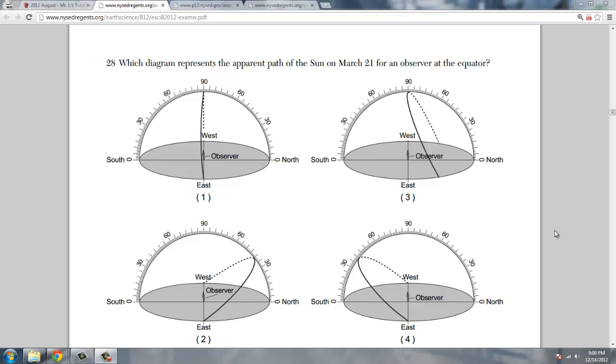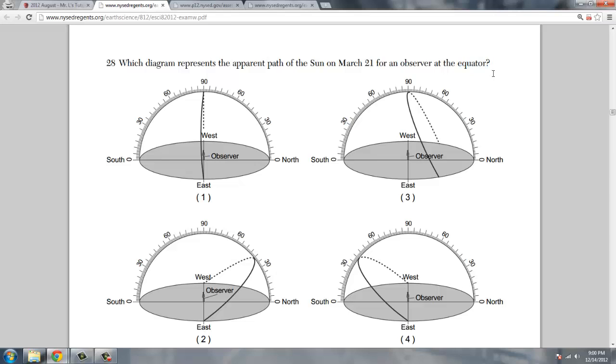Question number 28. Which diagram represents the apparent path of the sun on March 21st for the observer at the equator? The trick to this question is to know how to figure out what the keywords are. It's asking about the apparent path of the sun. That's easy, but we need to know it is March 21st and at the equator.